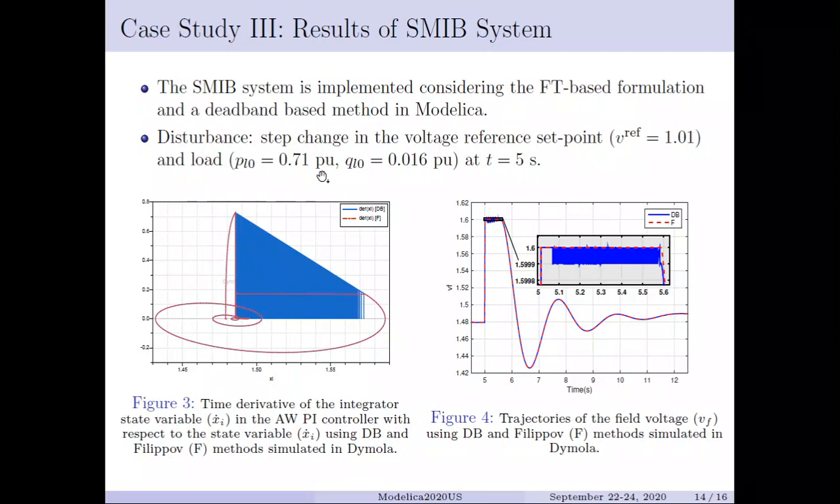The left figure shows the time derivative of the integrator state variable with respect to the state variable using the deadband and the Filippov-based method in Dymola. And the right figure shows the trajectory of the field voltage, which is limited to this value, using the deadband and the Filippov-based implementation. The field voltage shows numerous chattering or switching bounded by the deadband. On the other hand, a smooth response is achieved using the Filippov theory-based implementation. Also, except for the chattering region, the Filippov theory-based model shows the same trajectory.